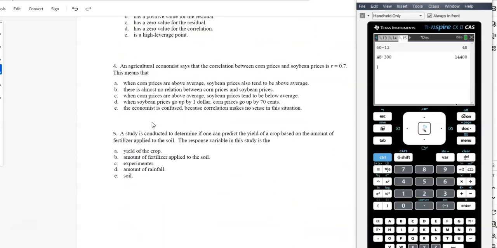Agricultural economist says that the correlation between corn prices and soybean prices is R equals 0.7.